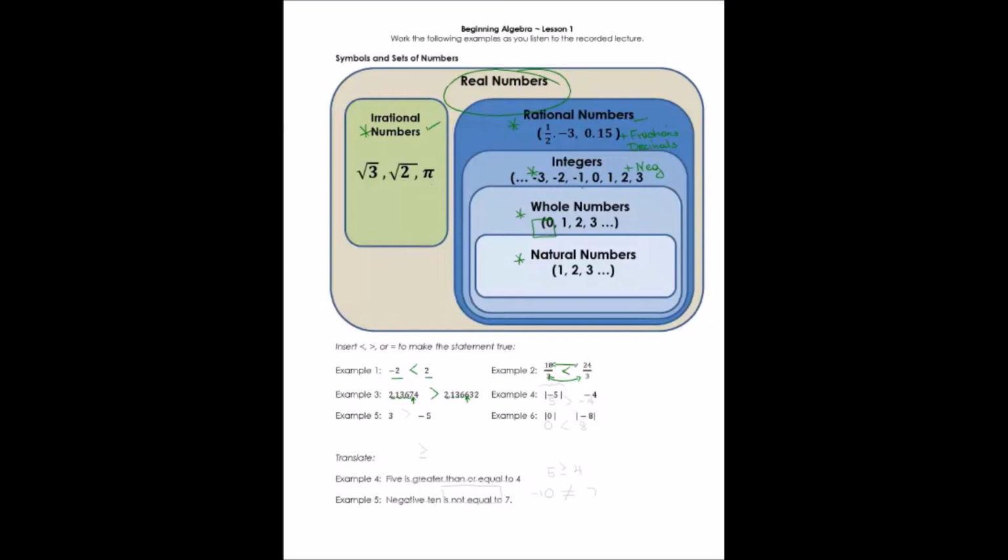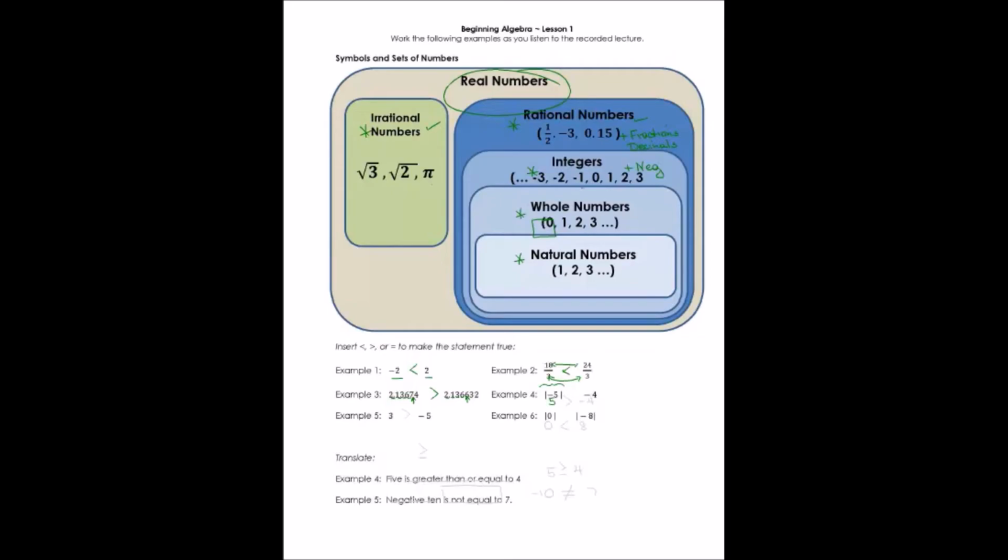In other words, it would say 2.13674 is greater than 2.136632. Now let's take a look at example 4. We have two numbers, but we don't really know the value of them until we resolve the absolute value sign in the first number. I have to say the absolute value of -5 is +5.